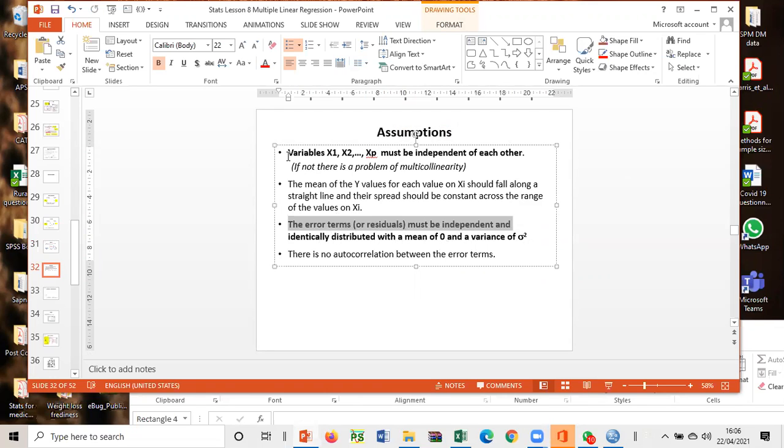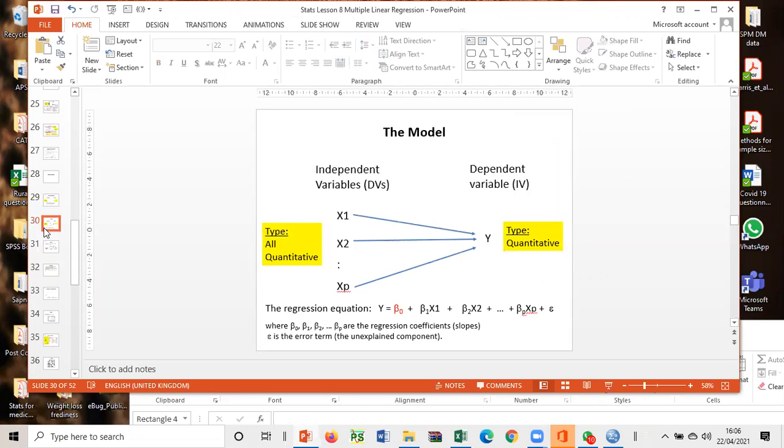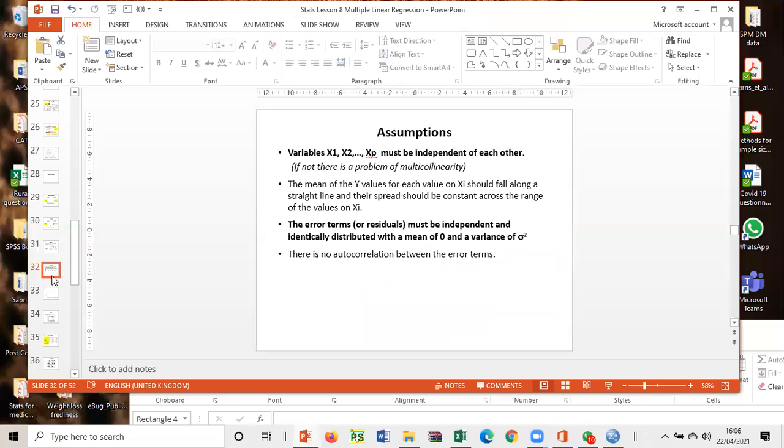Now, one additional assumption. What's the assumption here? The x's values must be independent of each other. That means they should not be highly correlated. Later, I'll show an example of what it means. These variables should not be highly correlated. All right, let's see how that can be visualized.